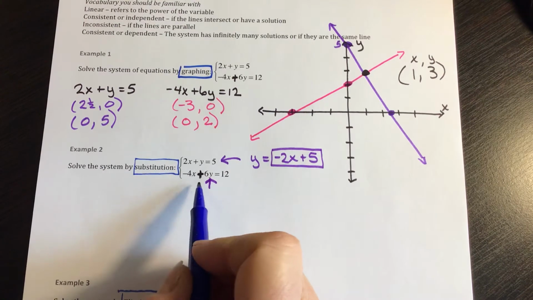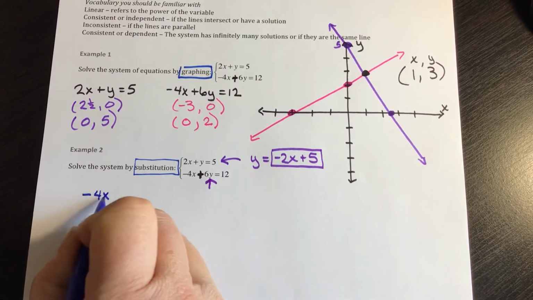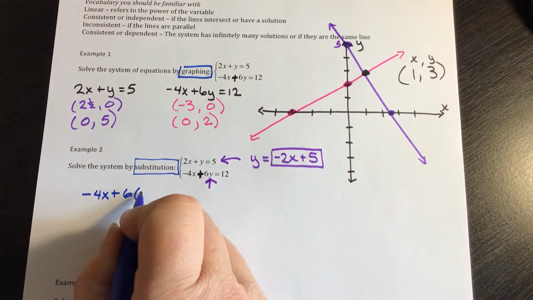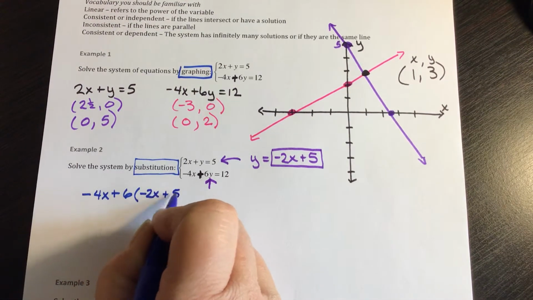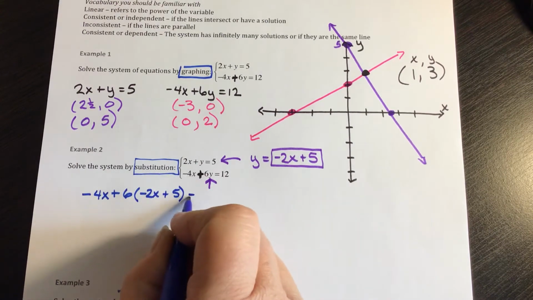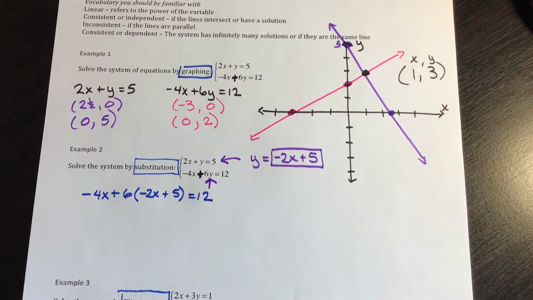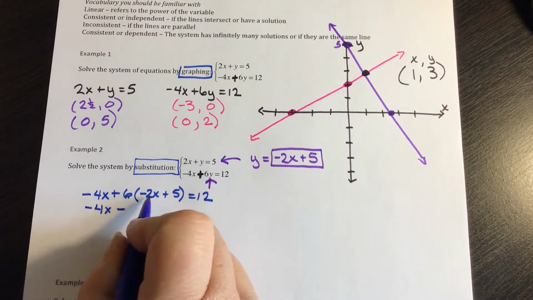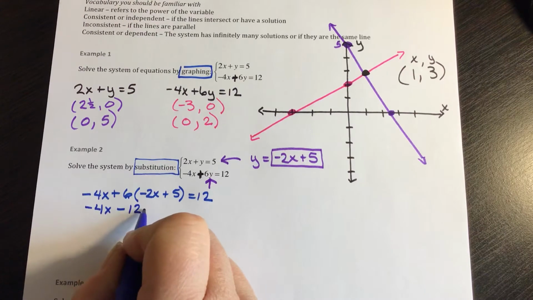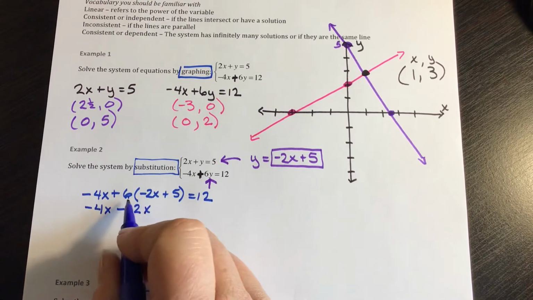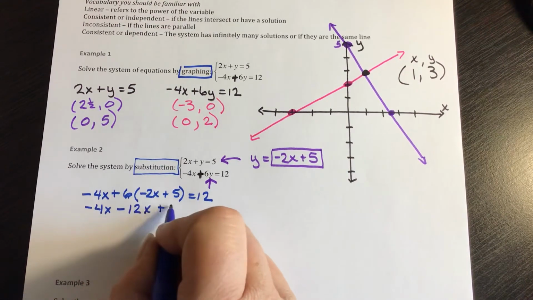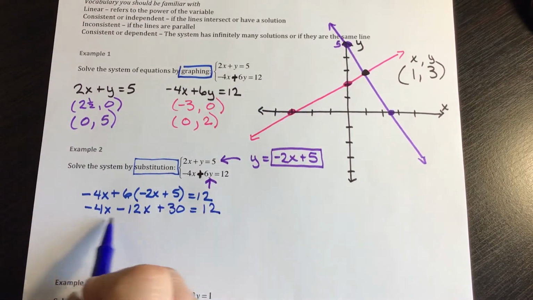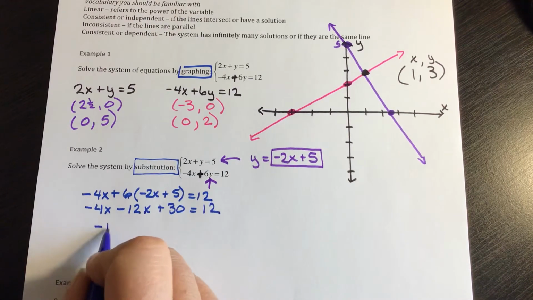So if I rewrite this sentence, I have negative 4x plus 6 times what y equals, which is negative 2x plus 5, and that equals 12. And now I'm just doing algebra to solve for x. So negative 4x minus 6 times 2 is 12x. And then 6 times 5, that's plus 30. And that equals 12. Combine like terms, this is negative 16x.